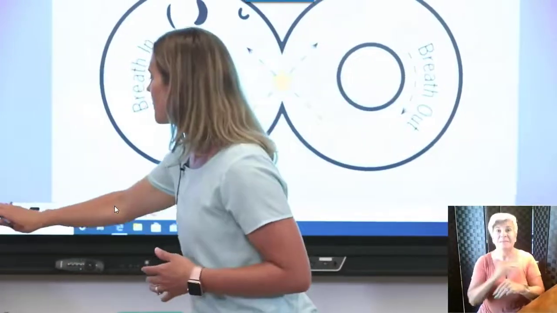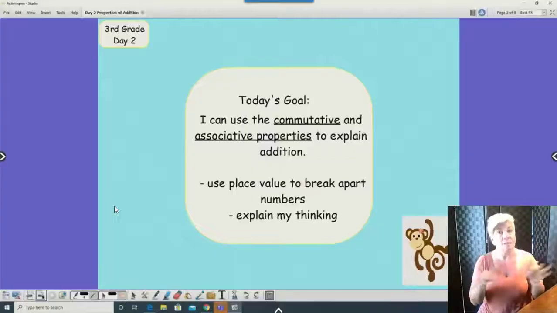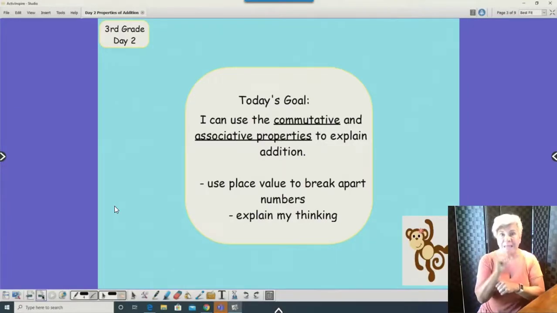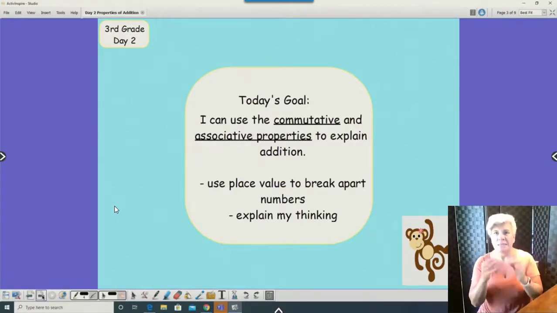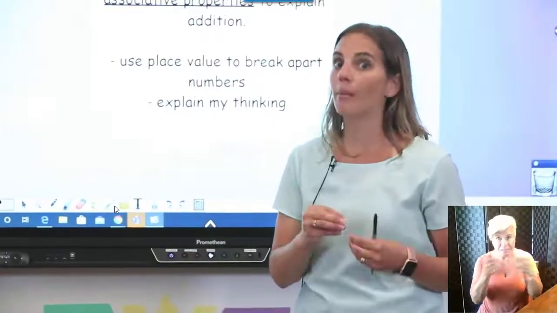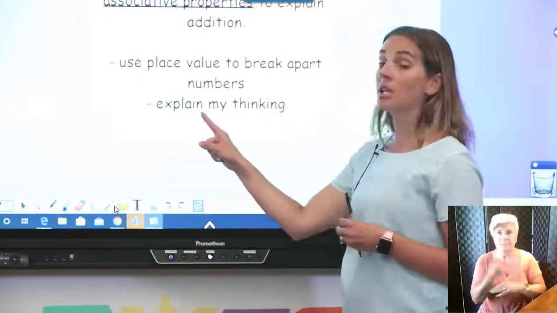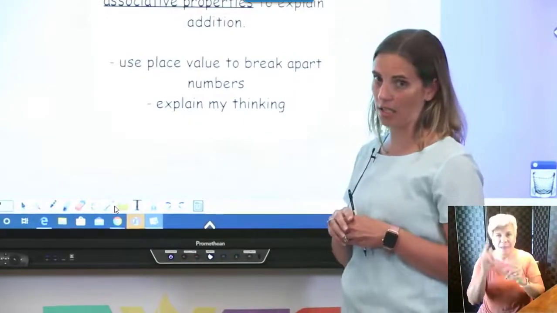All right, now that our brains are ready to go and we're ready to do all this great math work, let me tell you our goal for today. It's a big one. Today we're going to use the commutative and associative properties to explain addition. Now, why would we ever need to explain how we do math or why we do math? That's today's question, so we need to really focus in on that. We're going to use place value to break apart our numbers. So what we did last time is going to come in really handy with what we're going to do today. And then, this is our big one, we need to be able to explain our thinking.